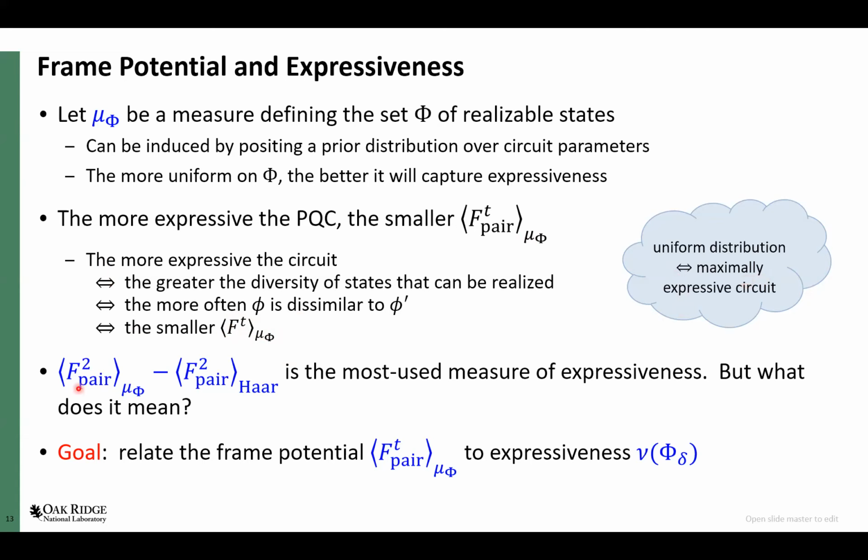And so people use this difference between these frame potentials at degree 2. That's the most commonly used measure of expressiveness. But this question that my colleague asked me, what does this number mean? It's really hard to know what it means. So one of my main goals when I undertook this was to be able to relate these frame potentials to this kind of volumetric notion of expressiveness that I introduced a few minutes ago.